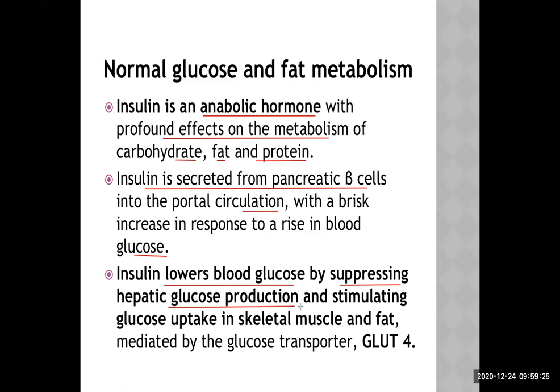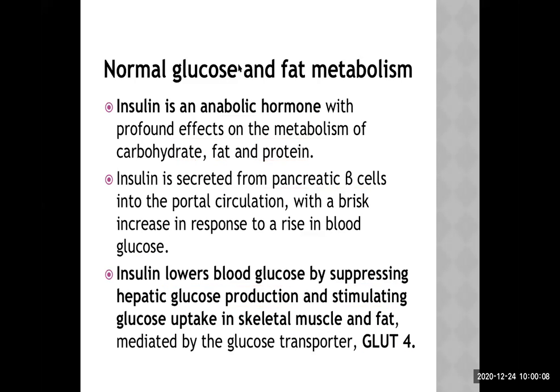Glycogenolysis. Gluconeogenesis. Excellent, excellent. Very, very good. All the students are answering correctly. This is glycogenolysis and gluconeogenesis. So those two processes are suppressed or inhibited by insulin. That is a very well-known fact. Whereas it stimulates glucose uptake in the skeletal muscle and the fat through the GLUT4 transporter. And this is how our blood sugar level will be decreased, because glucose is entering into the cells.